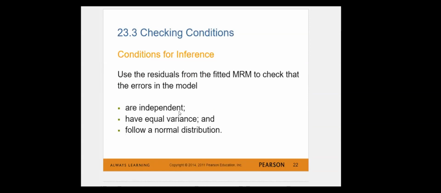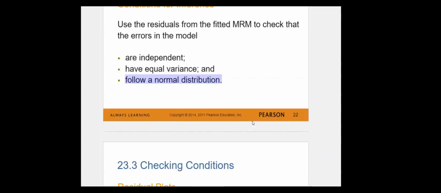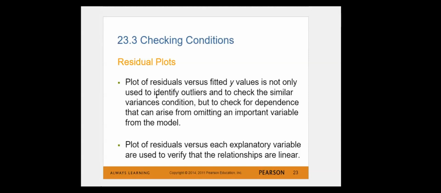Okay, so now it's a good time to check conditions of inference. Use the residuals from the fitted multiple regression model to check that errors in the model are independent, have equal variance, and follow a normal probability distribution. So we can do that. Check residuals: a plot of residuals versus fitted Y values is not only used to identify outliers and to check similar variances, but also to check dependence.